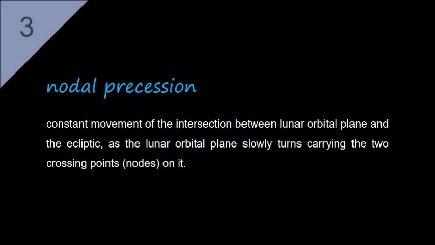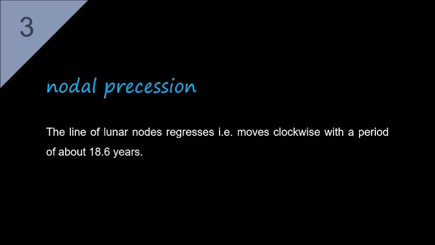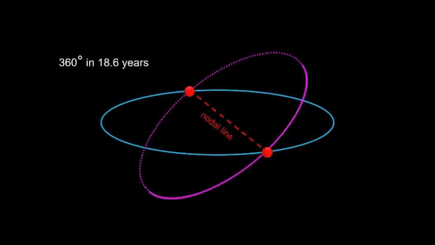Now, let's also perceive nodal precession. Constant movement of the intersection between lunar orbital plane and the ecliptic, as the lunar orbital plane slowly turns, carrying the two crossing points, lunar nodes, on it.